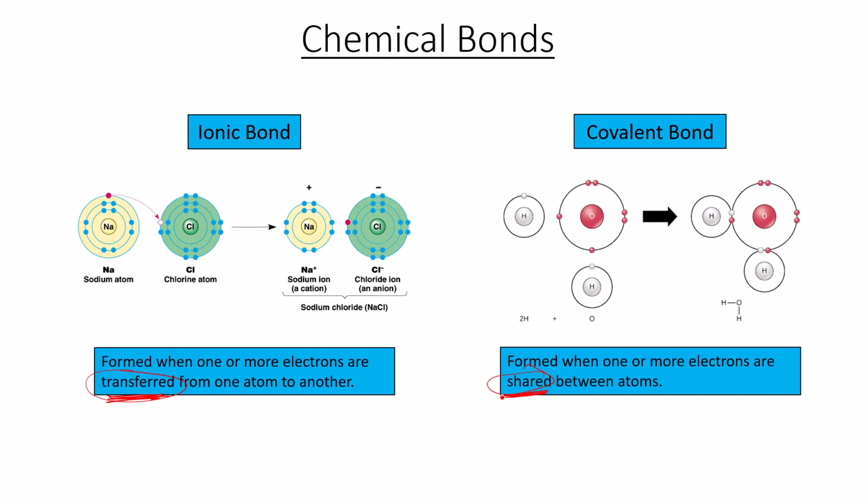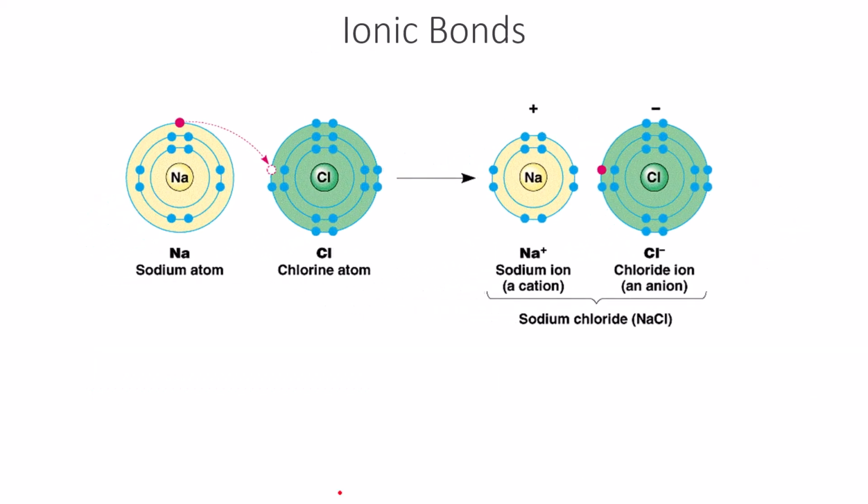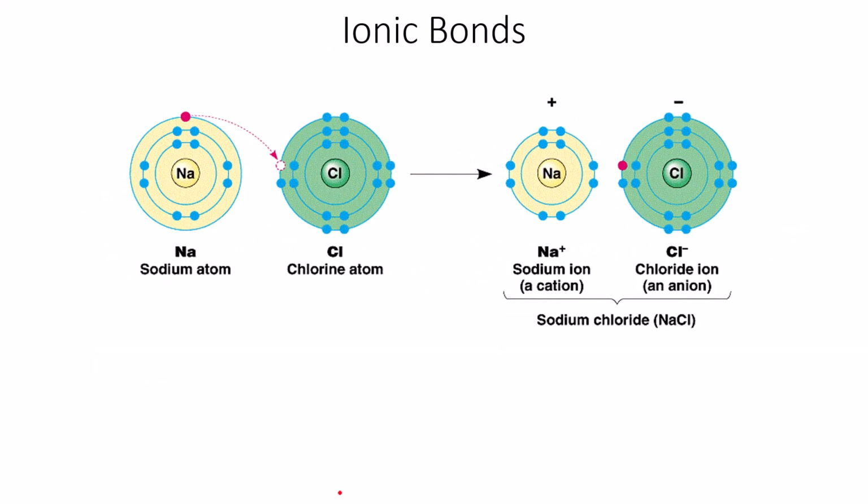So if we are sharing electrons, it's going to be a covalent bond. When we're transferring the electrons, it's going to be an ionic bond. So what are these bonds in more detail? An ionic bond is just like we said, it's a bond that is formed by ions. So what are ions? Ions are atoms that have a net positive or a net negative charge because they have either an extra electron or they are missing an electron.